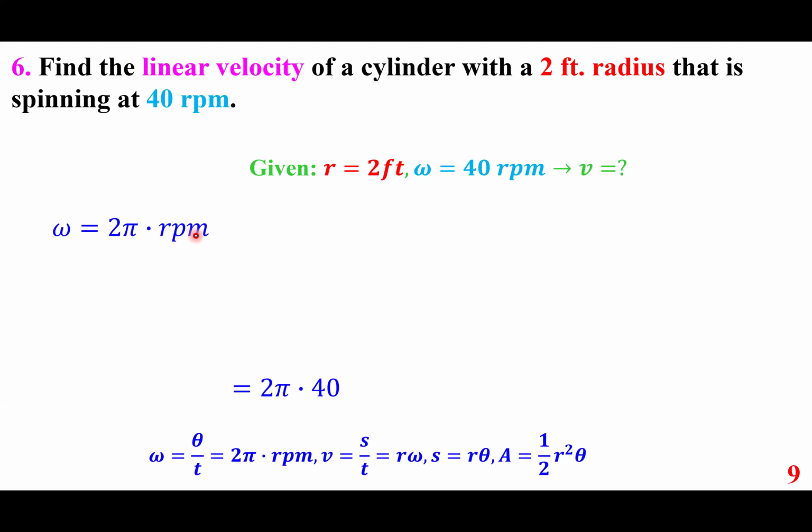So 2 pi times 40 gives us 80 pi radians per minute. And that's what we want. We want it in radians. Radians per minute, everybody.